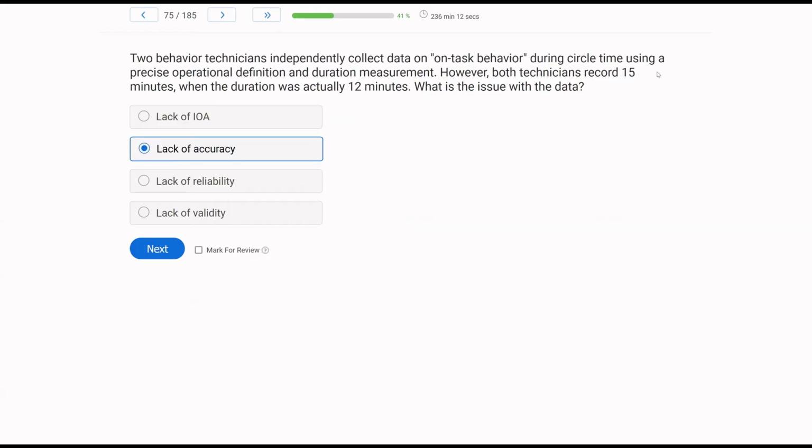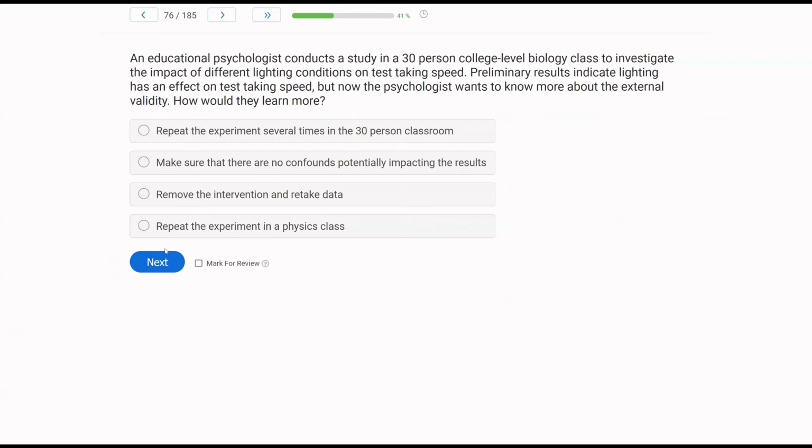We have both of them recording the same thing, so it seems believable. Doesn't mean it's accurate. And we don't really know if it was reliable or valid. What we know for sure, though, is it wasn't accurate, so the data lacked accuracy.